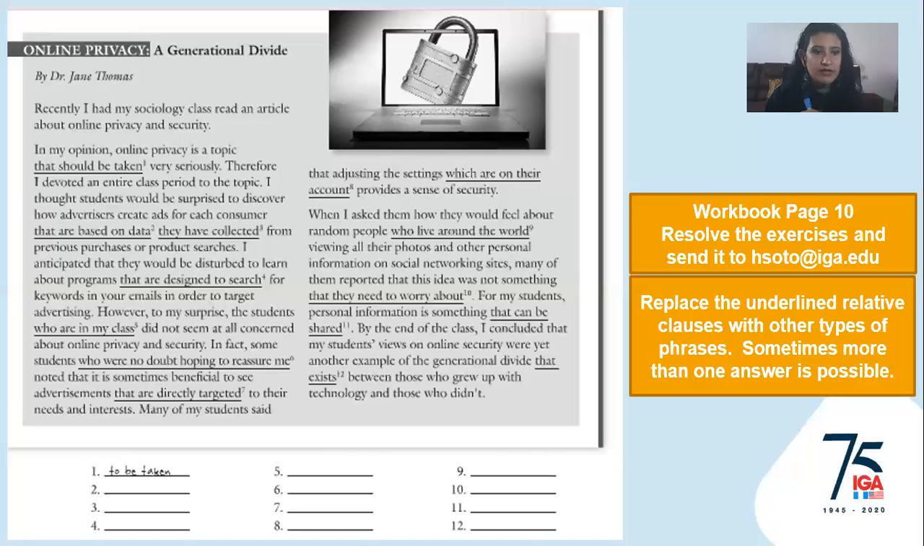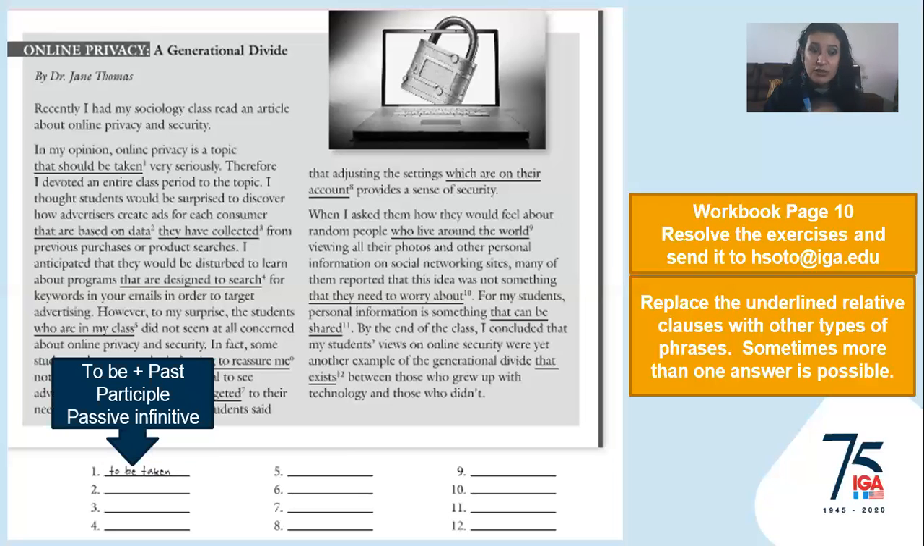And the first one is already there. We have, "In my opinion, online privacy is a topic that should be taken very seriously." The one we're going to choose instead, remember that is the relative clause, we don't want it. So we're going to change it to "to be taken." And "to be taken," do you remember what structure that is? To be plus past participle is passive infinitive. So let's keep that in mind.